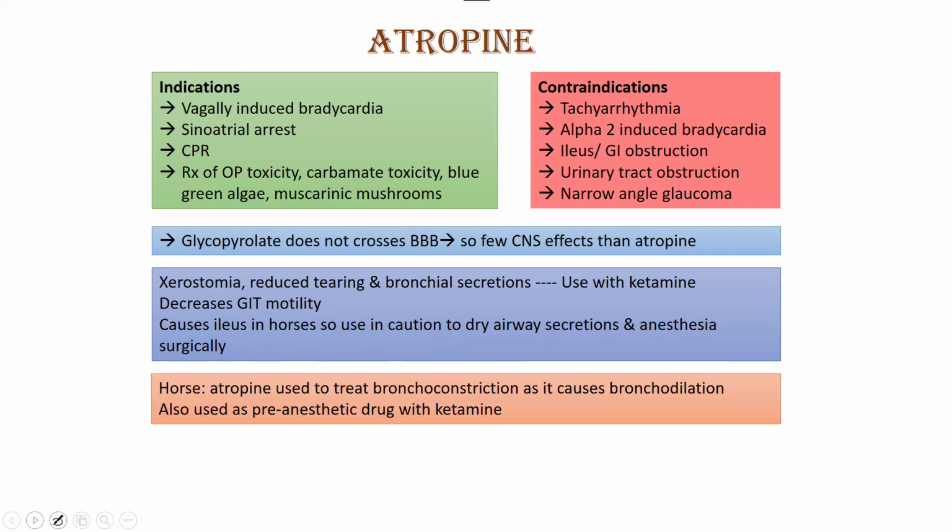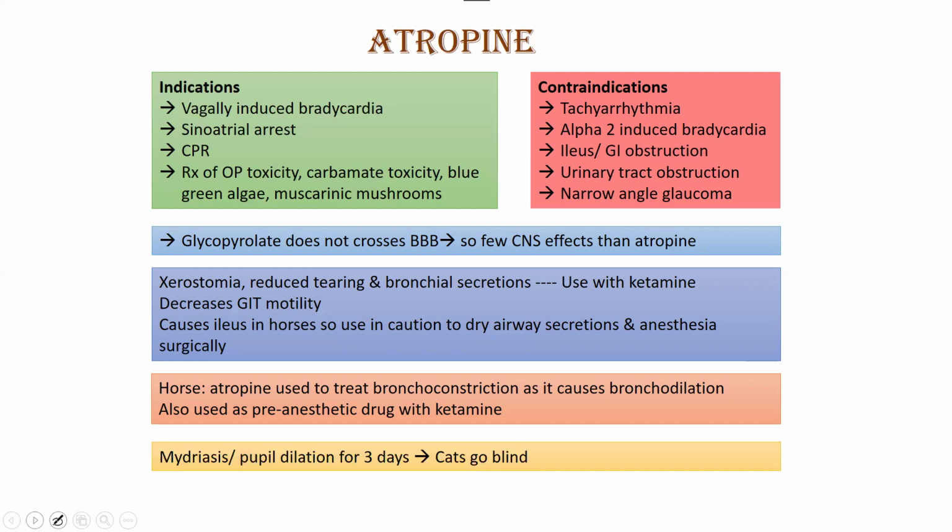Next we have, in horses, atropine is used to treat bronchoconstriction because atropine will cause bronchodilation. And also it is used as a pre-anesthetic, even in horses with ketamine, but still you have to be very careful when using atropine with horses, because after surgery, because of atropine, the horse is going to have ileus. It causes mydriasis, that is pupil dilation, for 3 days.